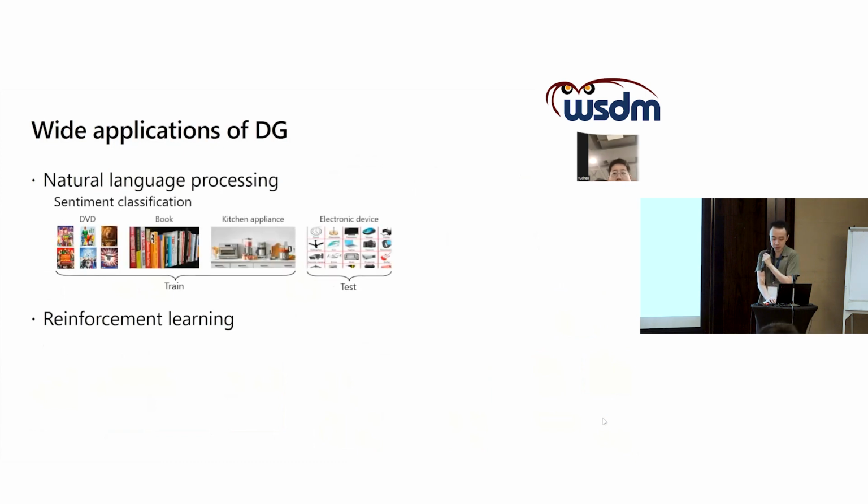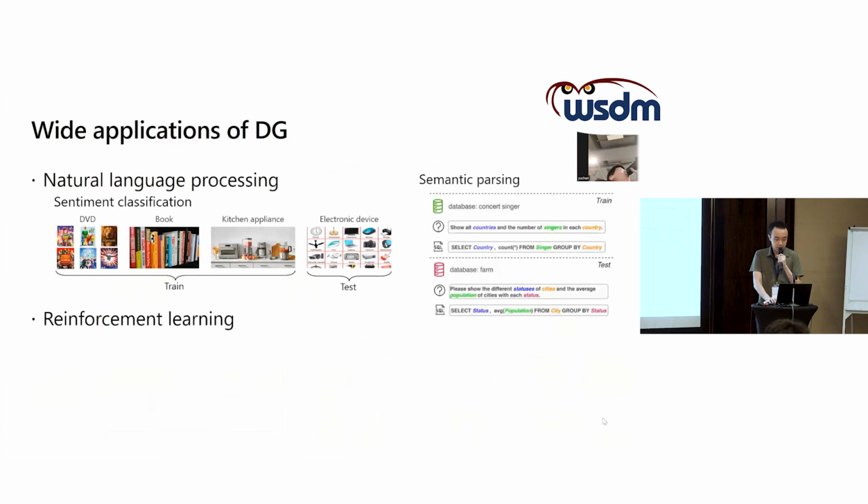Here I want to introduce some others, for example natural language processing, such as sentiment classification. Here is the Amazon dataset, for different kinds of products. Based on the review content, the style information can be very different, so each kind of style we can treat as a domain.